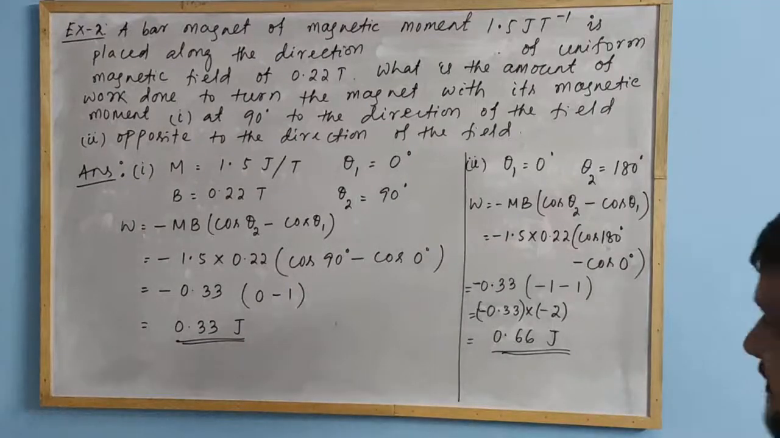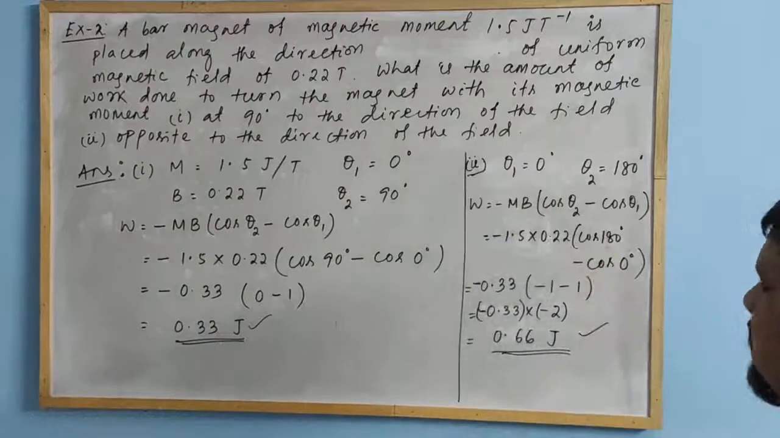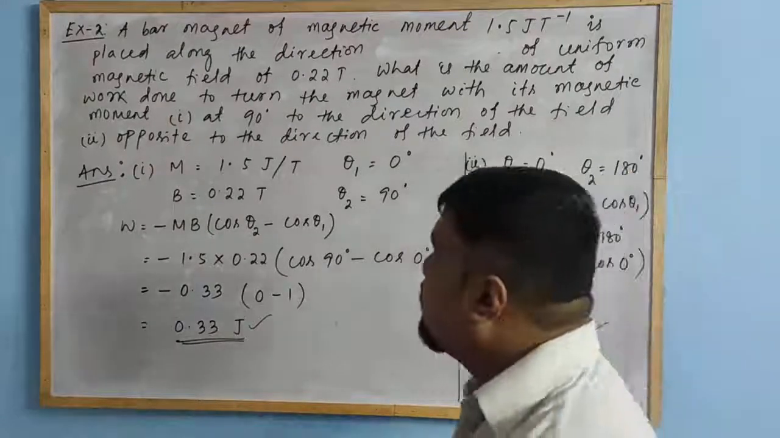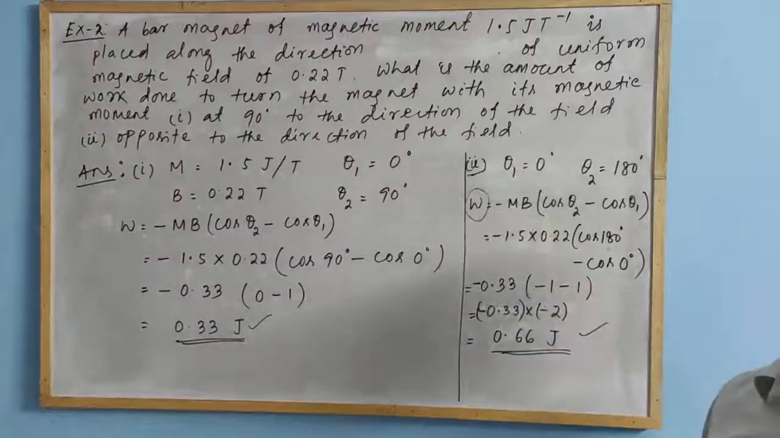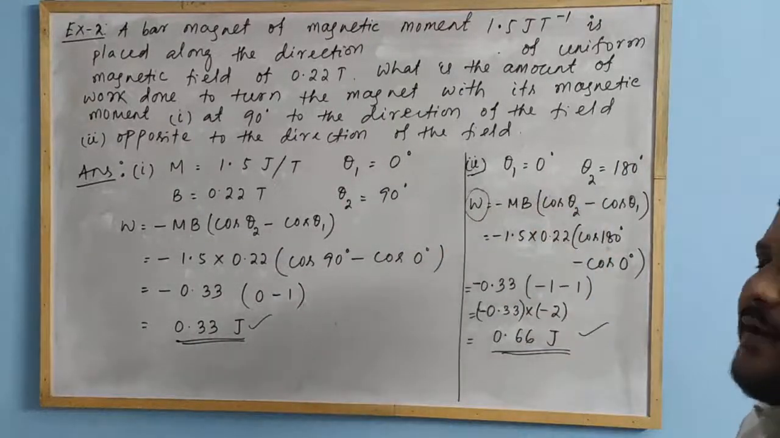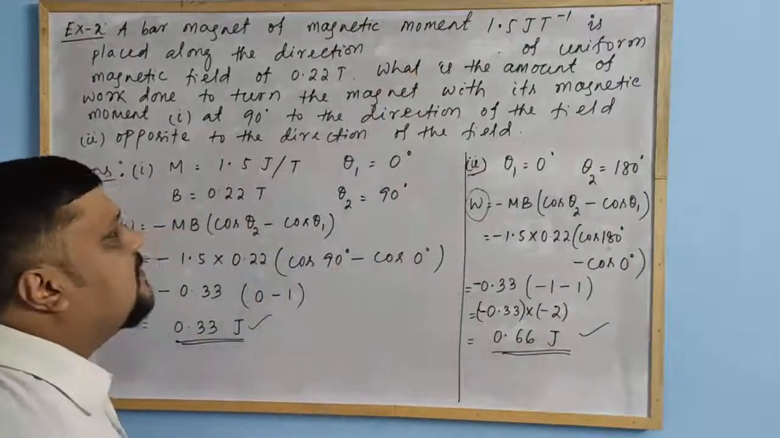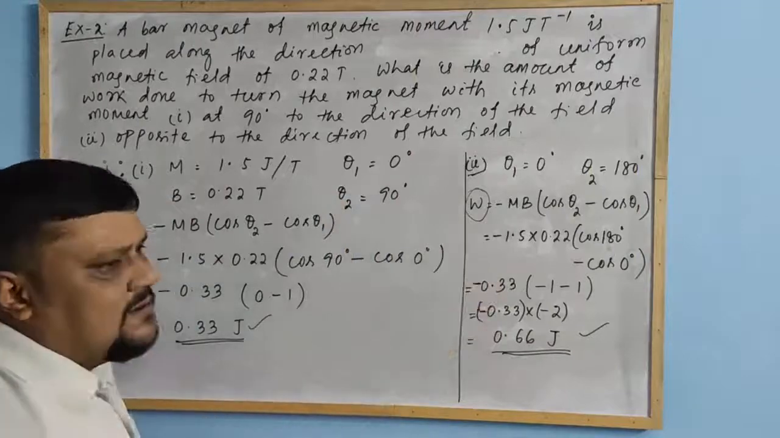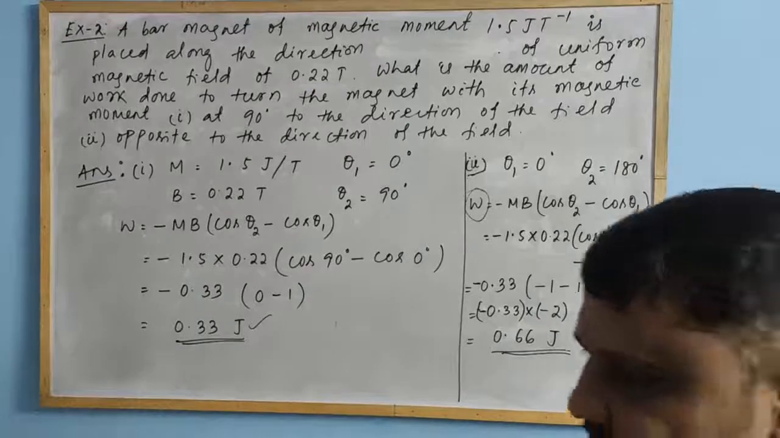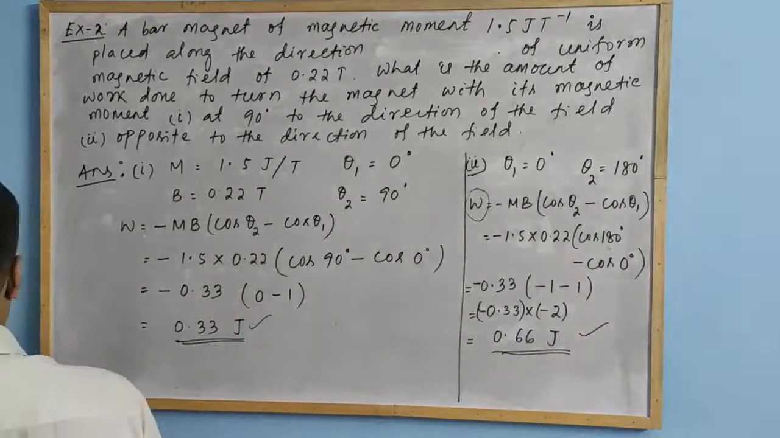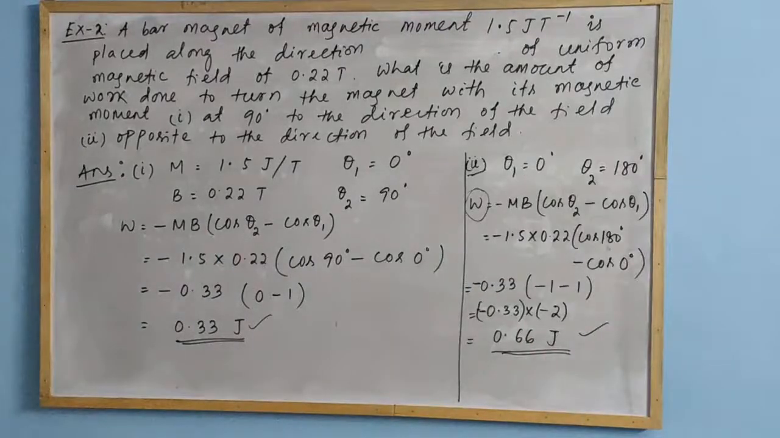Clear? So this is for the first one, part number 1. This is for part number 2. This is your example number 2. It is based on what? Based on work done, or we can say the potential energy. If potential energy is asked, what is the potential energy of the dipole? You will do the same thing. Work done is the potential energy stored in the dipole. This is the same as the work done, right? So this is your example number 2. Clear?